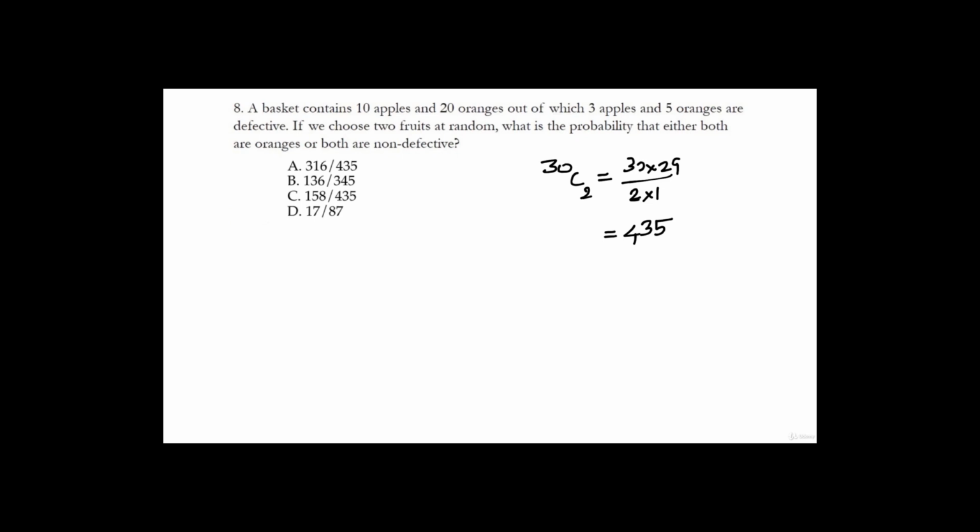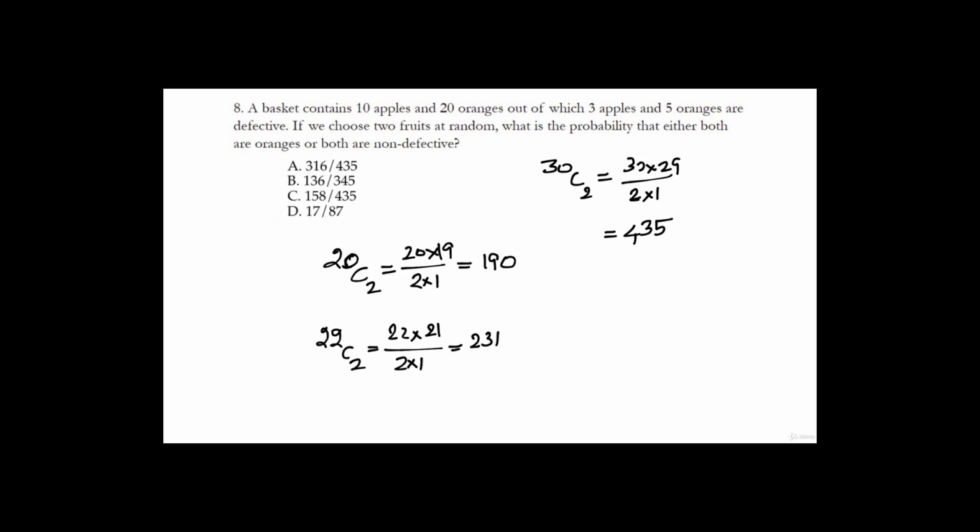Now, the number of ways in which 2 oranges can be selected is 20C2, which is 20 into 19 divided by 2 into 1, which will give 190. Now, there are 3 defective apples and 5 defective oranges, which means 8 of the fruits are defective, remaining 22 are non-defective. So number of ways of selecting non-defective fruits is 22C2, which is 22 into 21 divided by 2 into 1. This will give 231.